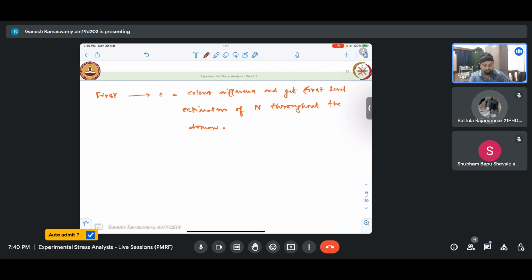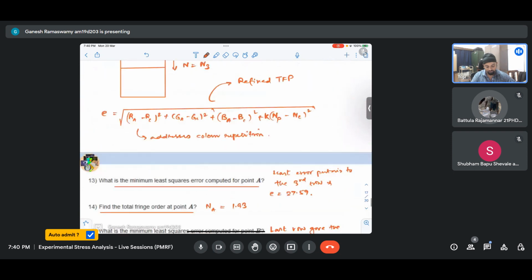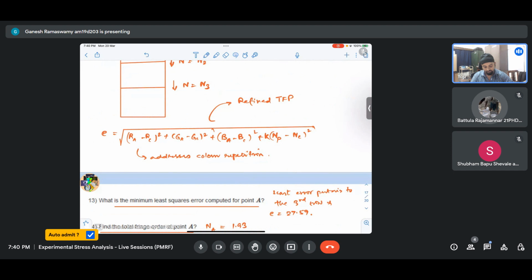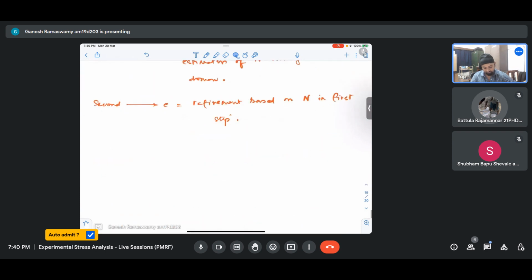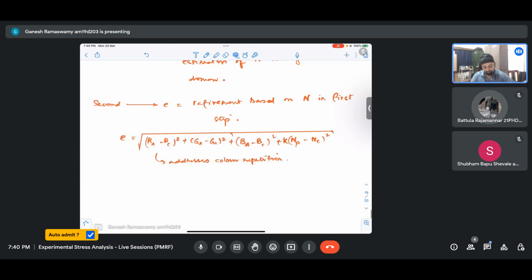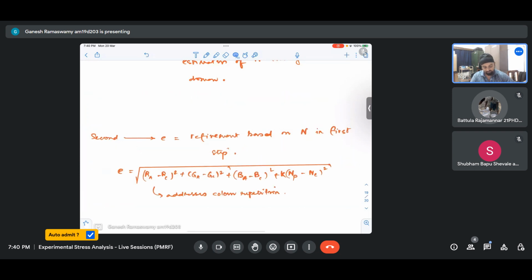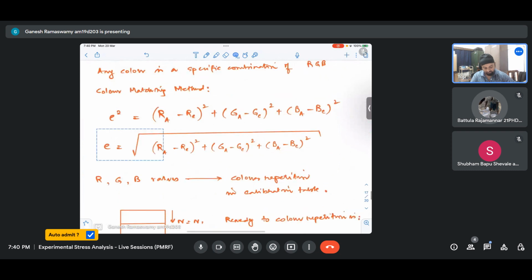the second step would be dealing with refinement based on n in the first step. So we know how the formulae are. This is the formula for refined TFP. We'll be doing that based on this. And for the initial case, this will be our formula to use.